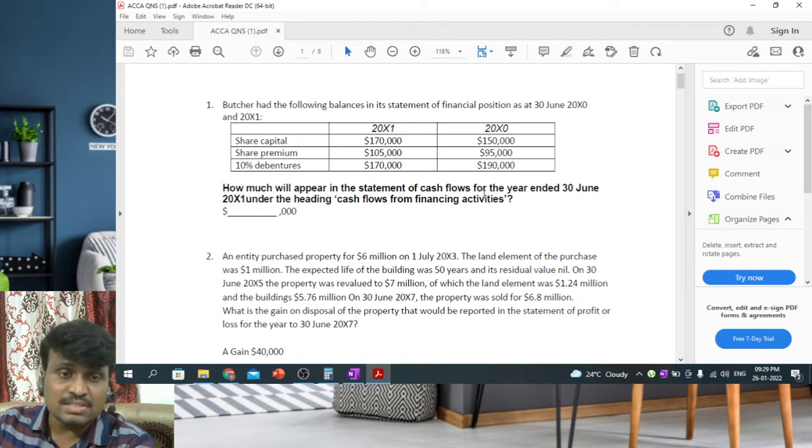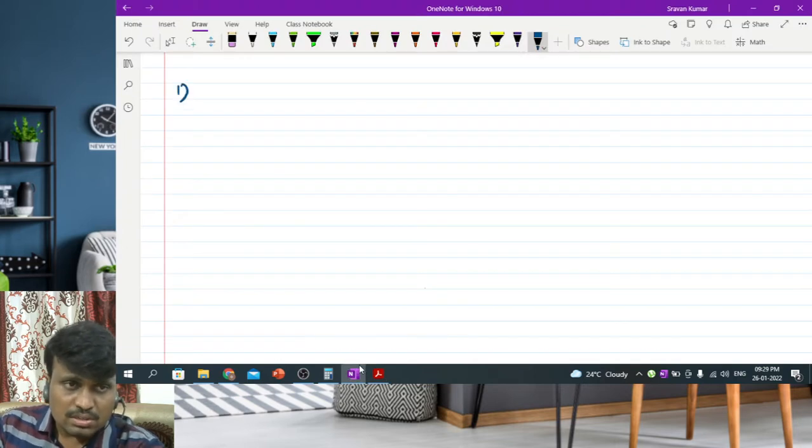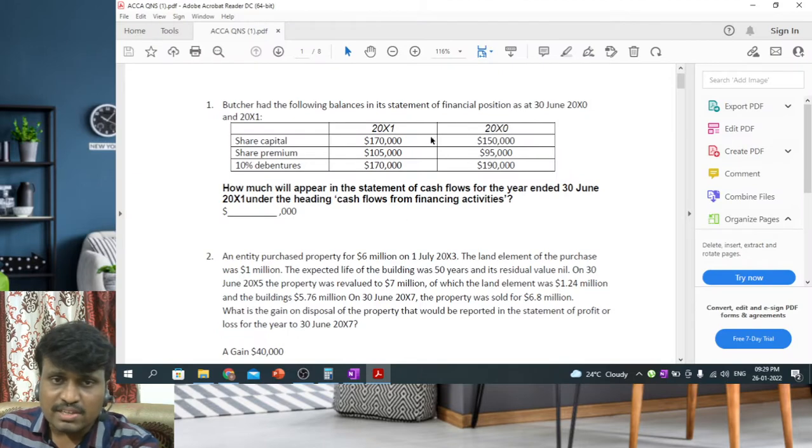But in this standard, they give the option: you may consider it in cash flows from operating or cash flows from financing activity. So generally we consider it in cash flows from operating activity. That's why we do not consider it here. Okay. So here share capital increased when compared with the previous.